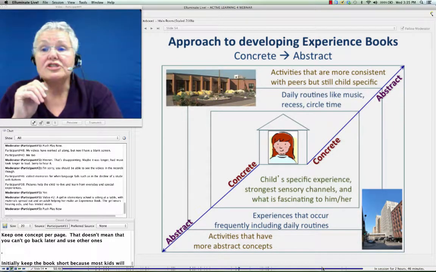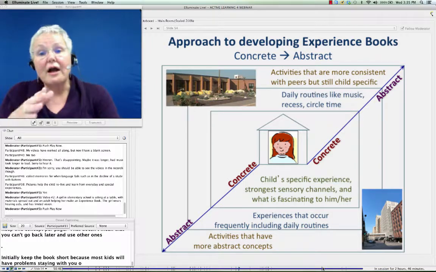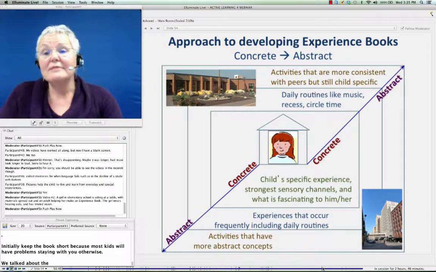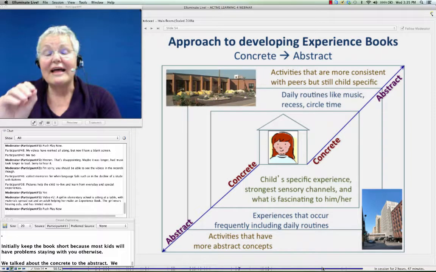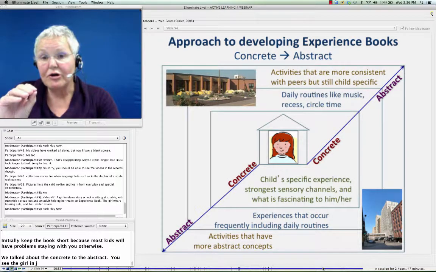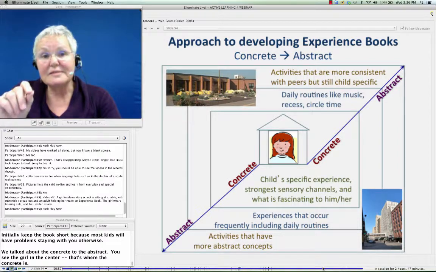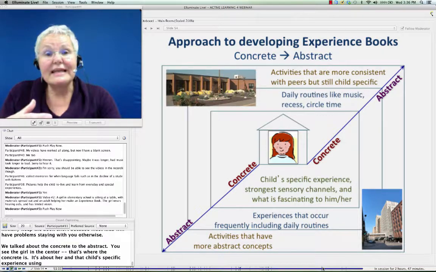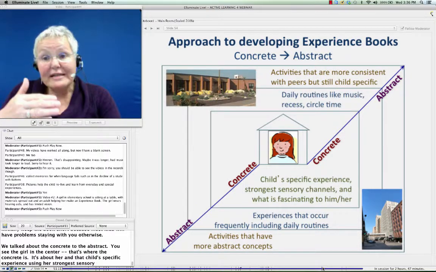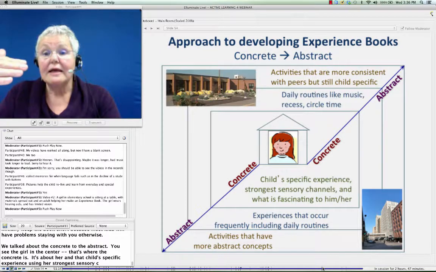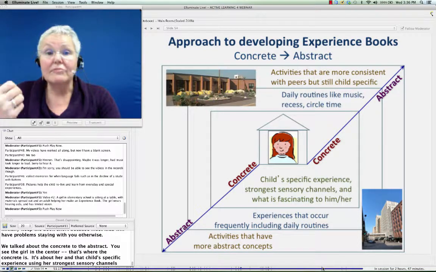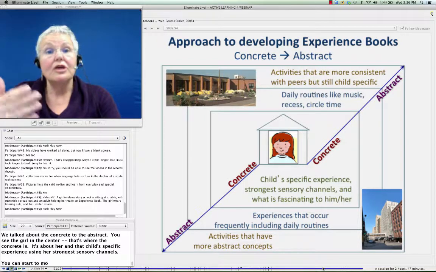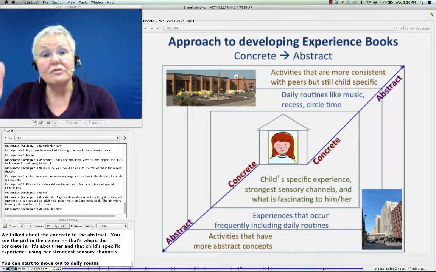So the approach to developing experience books, we talked about the concrete to the abstract. We talked about the fact that you see the girl in the center, and that's where the concrete is. It is about her. It's that child's specific experience using her strongest sensory channels and what is fascinating to him or her. That's part of it. Then you can start to move out a little bit to daily routines like music, recess, circle time. You might have 4 different things that happen in circle time, and so you want to make a book about it.